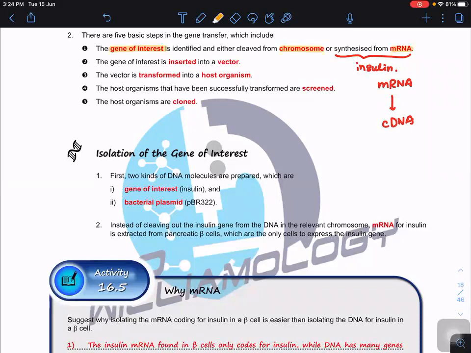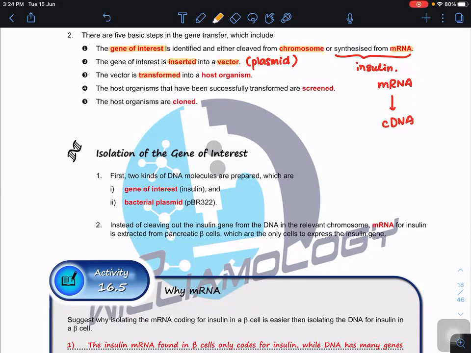Once we have the gene of interest, we insert it into a vector. The vector we use here is a plasmid. Once we insert it, we need to ligate it, so again we use the enzyme ligase. Because once the plasmid receives the insulin gene, it can't do anything. It won't replicate, and it won't be transcribed and translated. Therefore, no use. So we need to put it into the host cells.